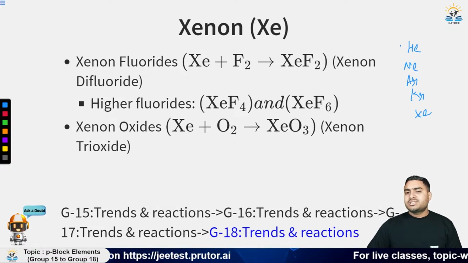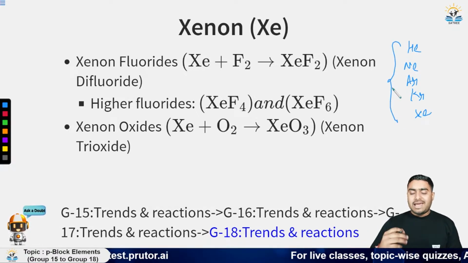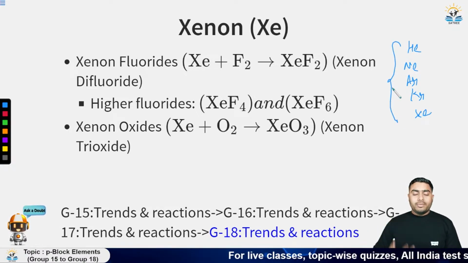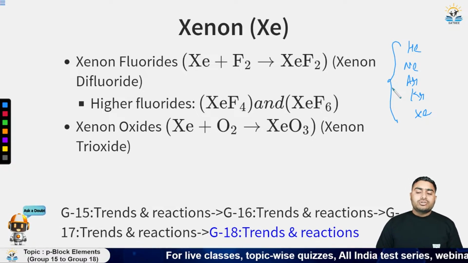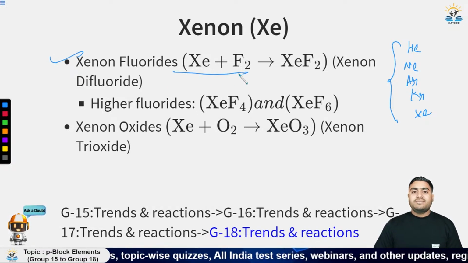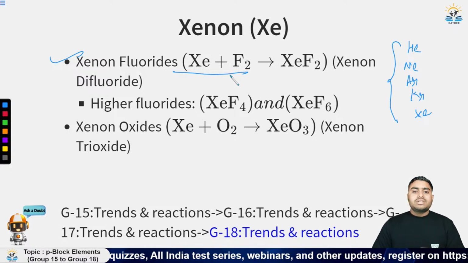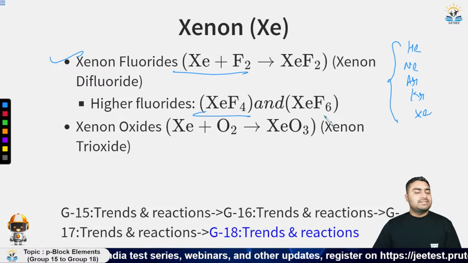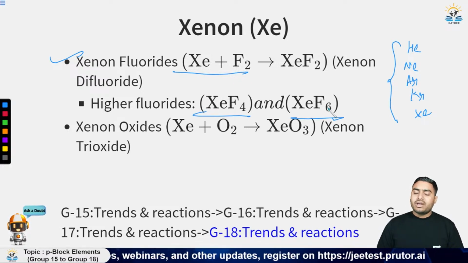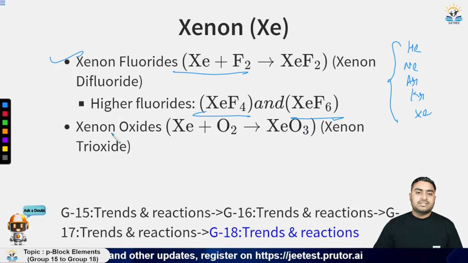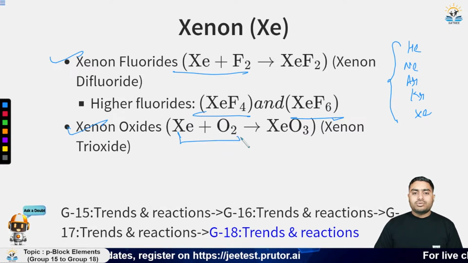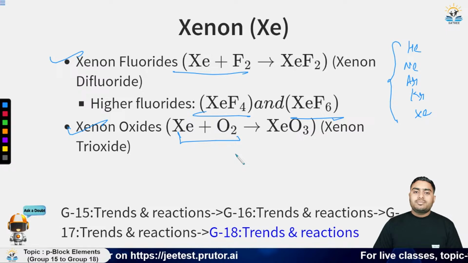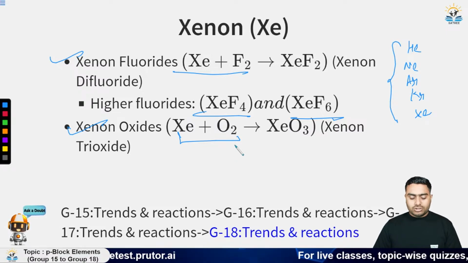So, some important reactions for xenon. Generally, noble gases cannot form compounds, right? But there are some exceptions, like xenon fluorides. You can see Xe plus F2 gives XeF2. Similarly, higher fluorides XeF4 and XeF6 can exist. Xenon oxides: Xe plus O2 gives XeO3, which is xenon trioxide.